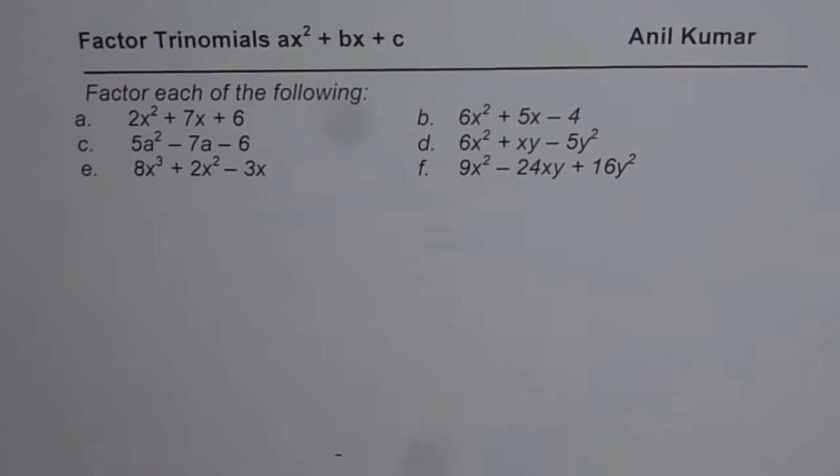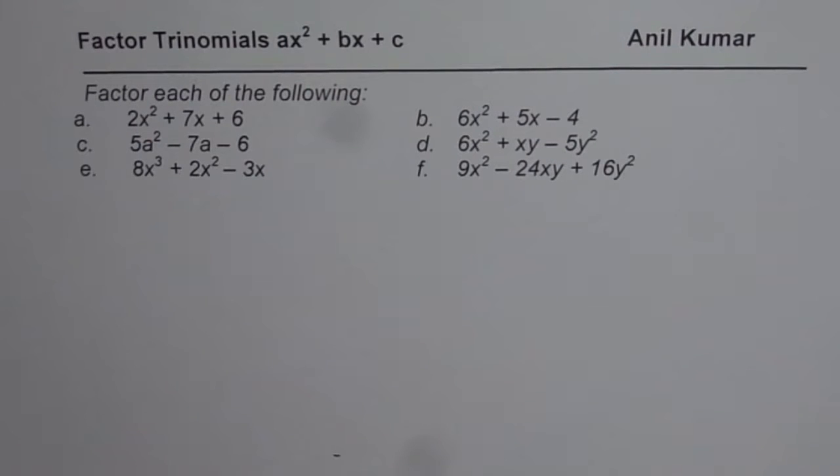These are trinomials of the form ax square plus bx plus c. You need to apply the technique of sum and product to factor these trinomials. So you can pause the video, copy these questions and factor. I'll provide you with these solutions also. In this video, I'll give you the solution for parts A and B. In the following videos, you can see solutions for the rest of the questions.